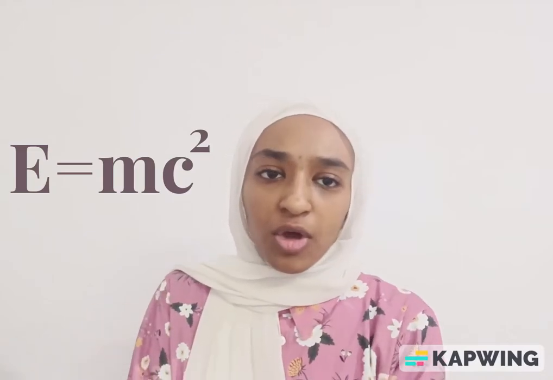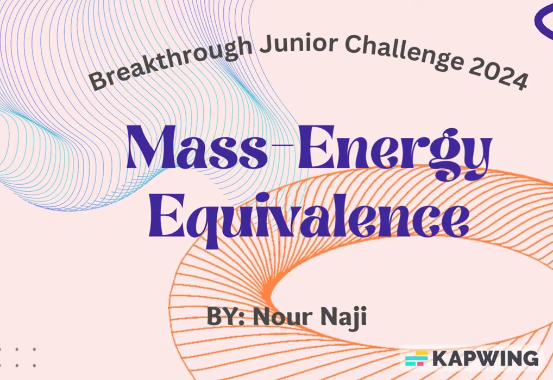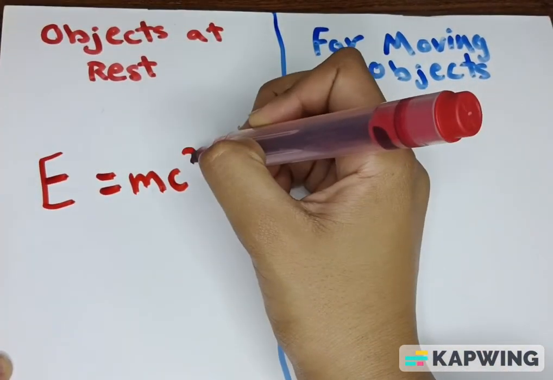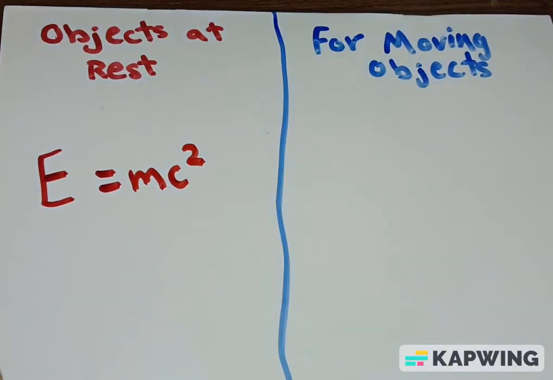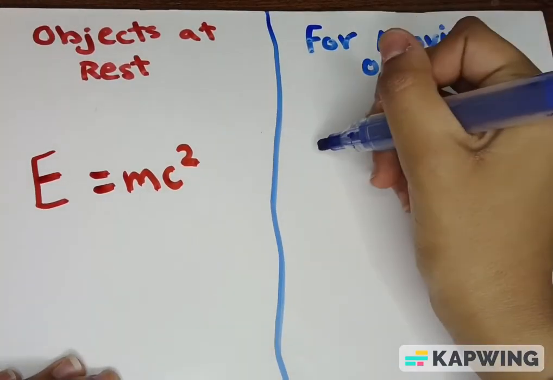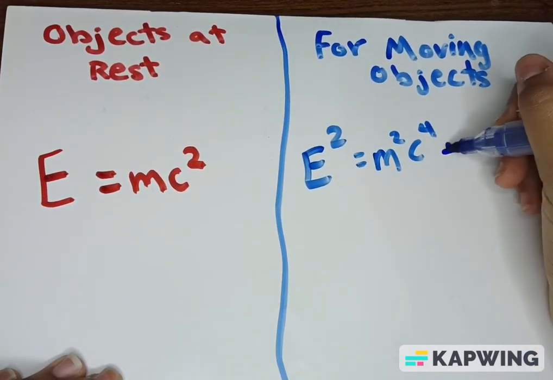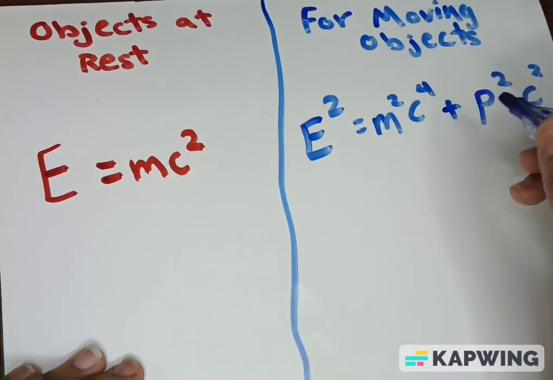This equation. We see it everywhere, but what does it actually mean? I must note that E equals mc squared is only used for objects at rest. The more general version of the equation would be this one, where E stands for energy, m for mass, c for the speed of light, and p for momentum. It essentially tells us that energy and mass are but different manifestations of the same thing.